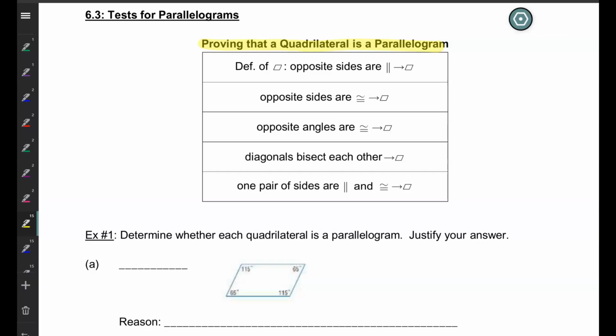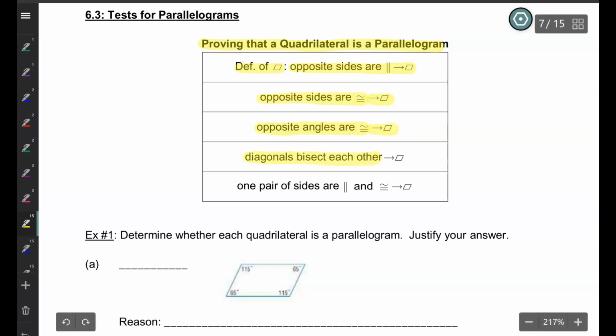So first one, just a reminder, the definition of a parallelogram. If you have opposite sides are parallel, that's going to imply that we have a parallelogram. If you have opposite sides are congruent, then we will have a parallelogram. If we have opposite angles are congruent, that implies that we have a parallelogram. And if we have diagonals bisect each other, that implies that we have a parallelogram. So all of those are converses of what we did in the last lesson.